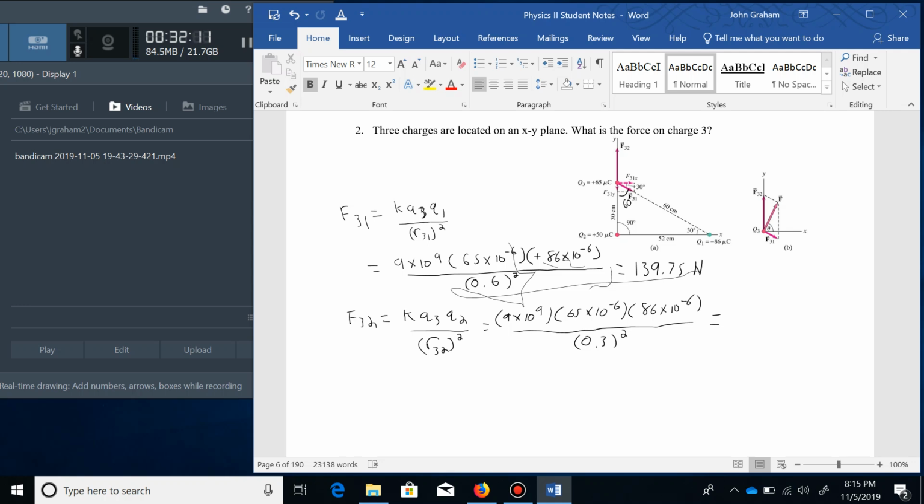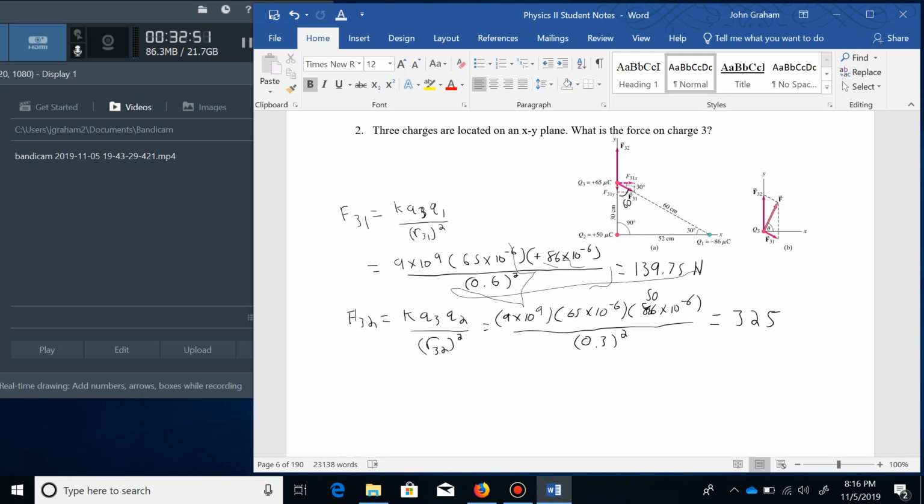I'm sorry, that is not 86. I got used to doing that. This was 50. This is Q2, not Q1. Putting it in, I realized I'm putting in the exact same thing I did before. Divided by 0.3, divided by 0.3, and I get 325. So this is the force from F3 onto F2 and F3 onto each other.